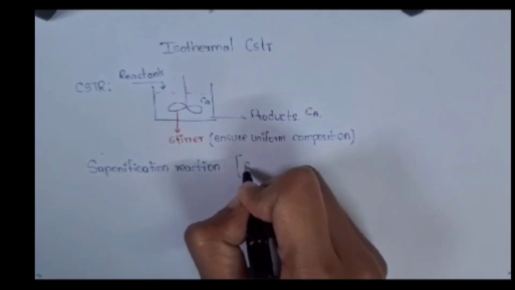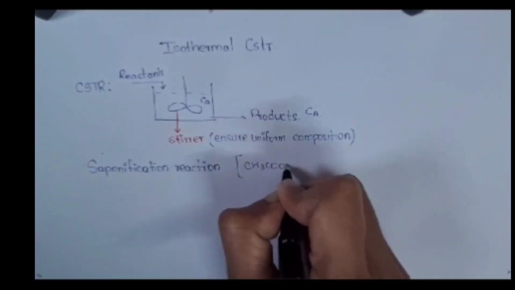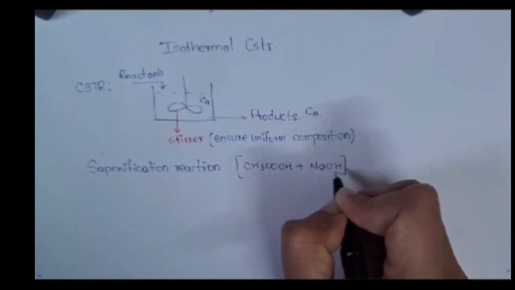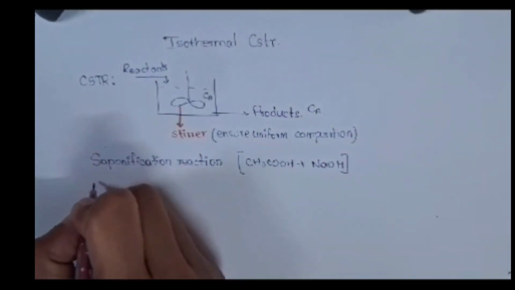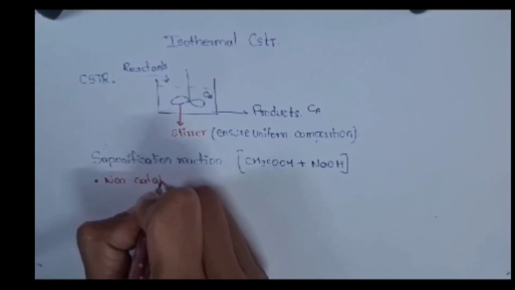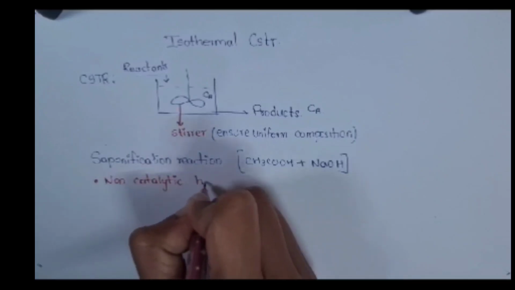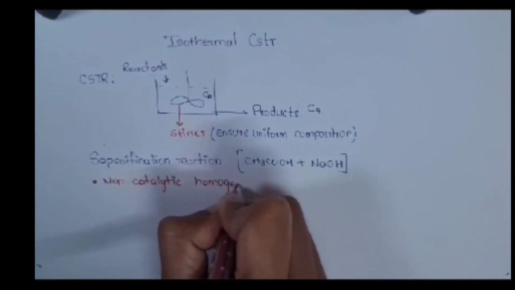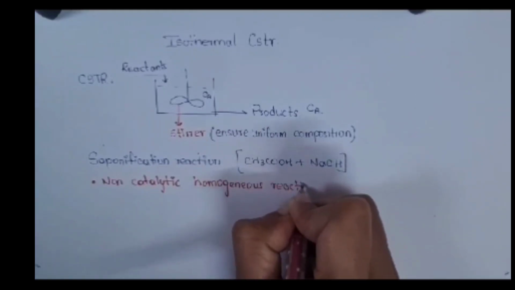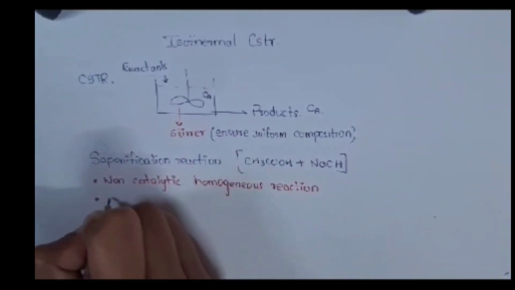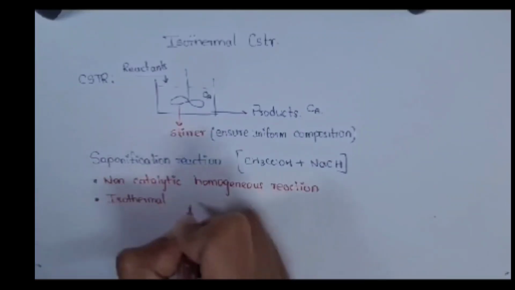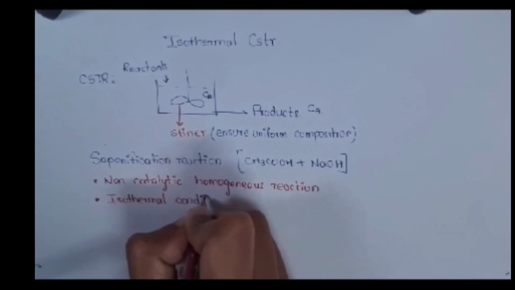In this study, we focus on the saponification reaction of ethyl acetate with sodium hydroxide. The objective is to determine the reaction rate constant K at a fixed temperature and to analyze how temperature influences the rate constant. It is a non-catalytic homogeneous reaction under isothermal conditions. This further allows us to calculate the activation energy for the reaction using the Arrhenius equation.